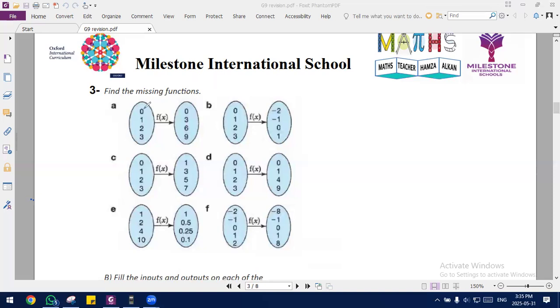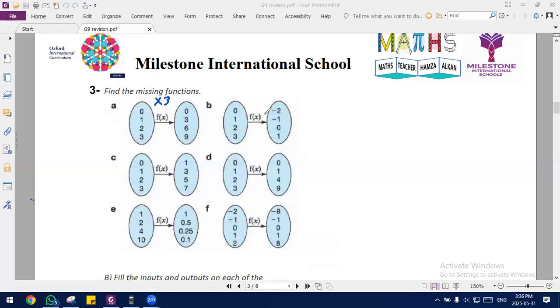So 0 times something is 0. Multiply by what? 1 times something is 3. What is it? 1 times something is 3. Yeah. 3. Now check it. Is it correct for the other numbers? 2 times 3 is 6, yeah, correct. 3 times 3 is 9, yeah. So is it correct? Yes. So the function is times 3.